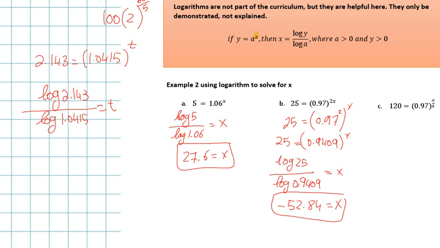Right? If you actually do this, I'm going to erase it. So if you do log 25 over log 0.97 to the power of 2, we give you the same solution.